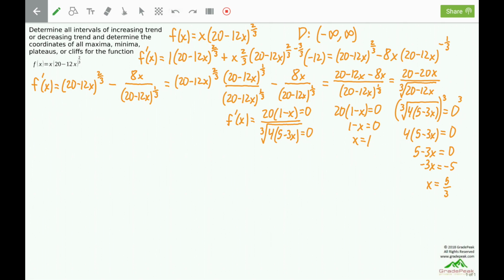We can now draw a domain line, a line representing the domain. It has no left end because it starts at negative infinity. It has no right end because it ends at positive infinity. We can put any critical numbers that we have found on here in order. 5/3 is bigger than 1, so 1 will come first.